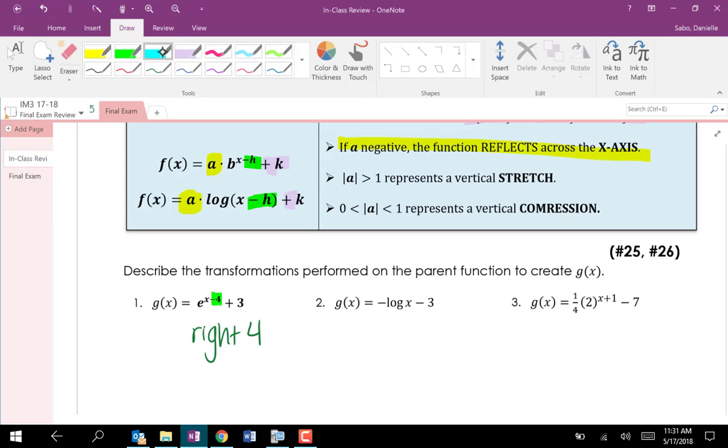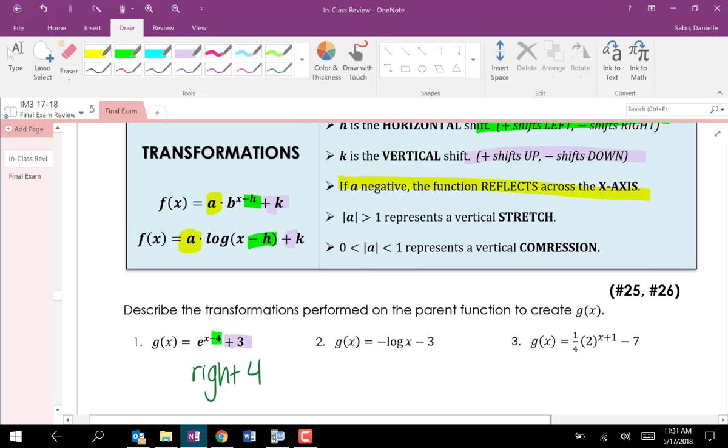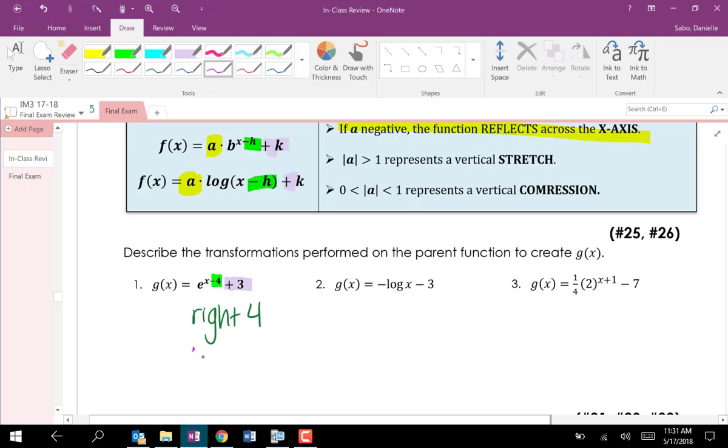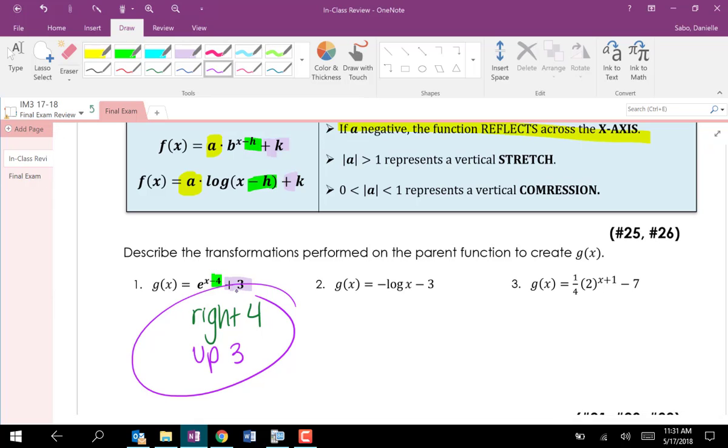And what does the 3 in purple mean? Up 3. Up 3. And you're done. This part all the way at the end is going to be the up or down. If it's by the x, it moves left or right because that's what the x-axis is.